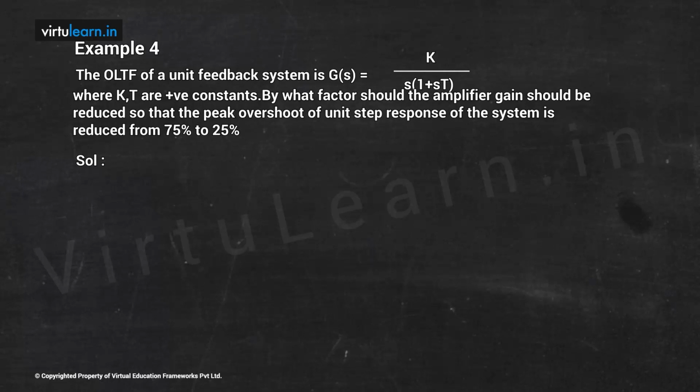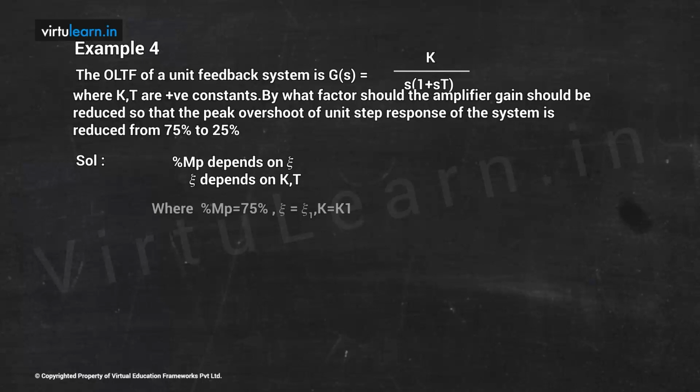Now, how to solve this problem? First of all, we know the relation between peak overshoot and damping ratio. Peak overshoot and damping ratio are inversely related, which means when you want to reduce the peak overshoot, I need to increase the damping ratio. Look at the first case, where the percentage peak overshoot is 75%. I am taking the zeta value as zeta 1 and my amplifier gain K as K1. I am just defining what zeta and K are: zeta will be zeta 1, K will be K1.